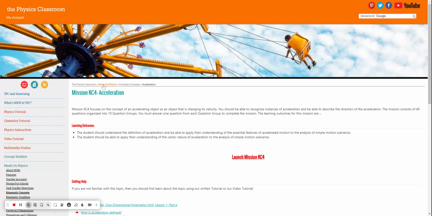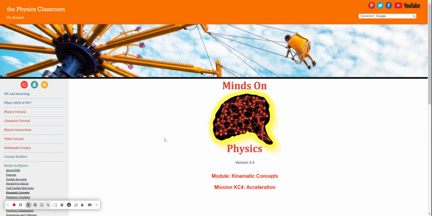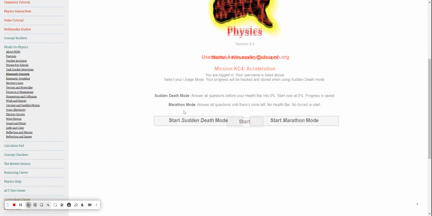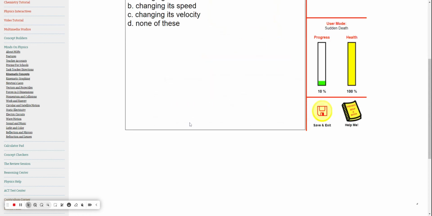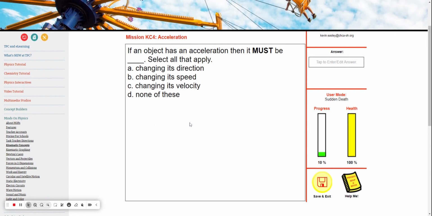So we're looking here at Minds on Physics, kinematics concepts, acceleration. KC4 is what we're doing. We're going to launch this mission. We're going to start. We're going to do sudden death mode, as usual. I'm going to do a few of these, just talk through a few of them. Probably not all of them, but let's get started.